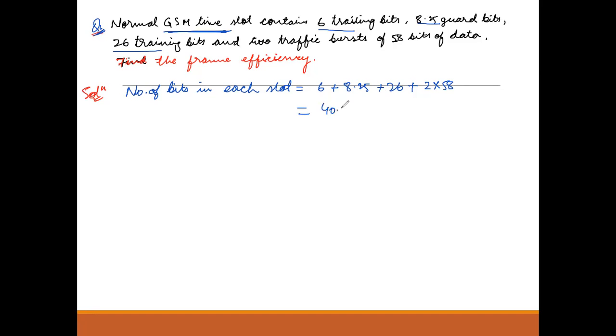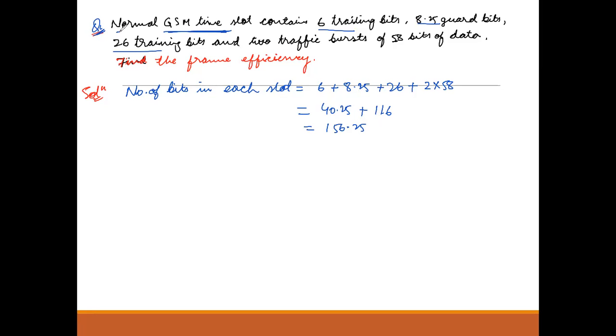So 40.25 plus 40, right, 26, and okay. So plus 116, 58, so here we have 156.25 bits. Okay, so in one time slot, this is the size of one time slot. In one time slot there are this many bits.